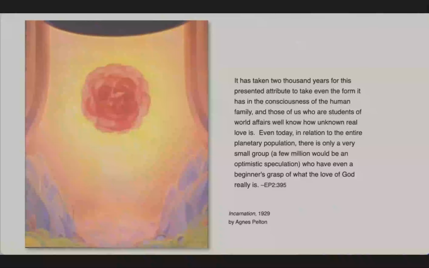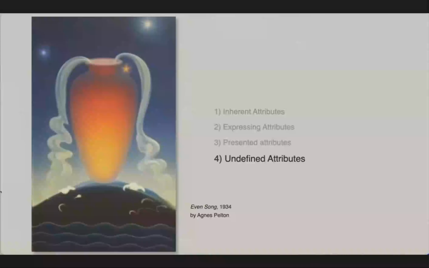And then we have a DK quote, which I'll skip. The fourth and highest level are called undefined attributes. This one really blew my mind. DK tells us these are those which the Christ, the planetary Logos, and those great lives of whose consciousness we can have no conception are just beginning to become aware. For these attributes, there are no words, no examples, or even the faintest conception of what they might be.